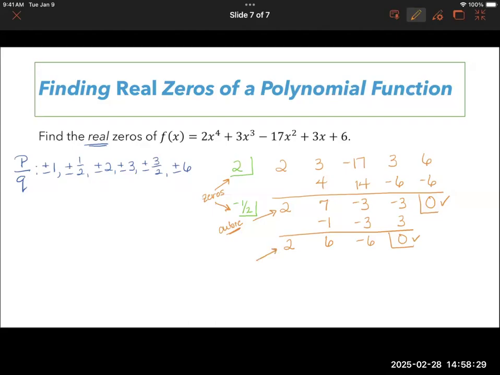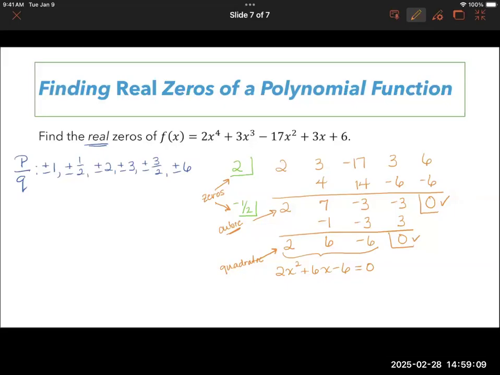And I can see now I've gone from a 4th degree to a 3rd degree, now to a 2nd degree, which is quadratic. So now I can take these coefficients and write the quadratic 2x squared plus 6x minus 6 and find the zeros from that. Okay, now finding the zeros is really just what are the x values if I set it equal to 0.